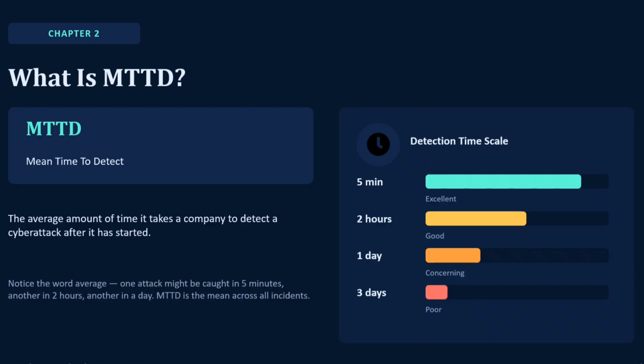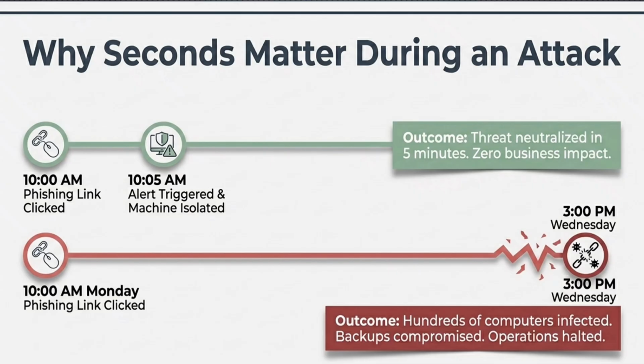Let's understand this with an example. Suppose a ransomware attack began at 10 a.m. The attacker sent a malicious email, an employee opened the attachment, and the ransomware started encrypting files. If the security team receives an alert at 10:05, the attack has been detected in just 5 minutes. That is an excellent MTTD.